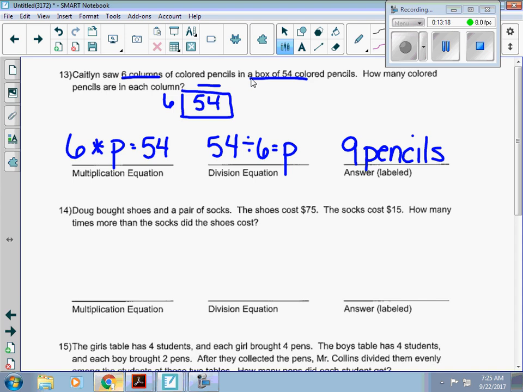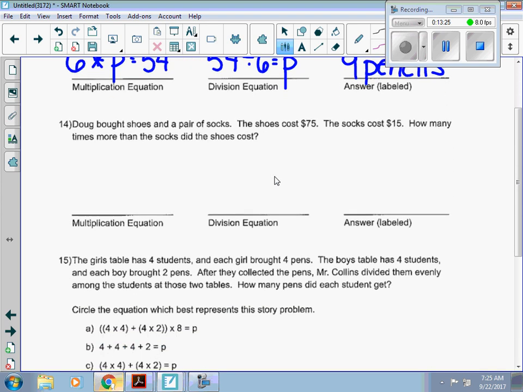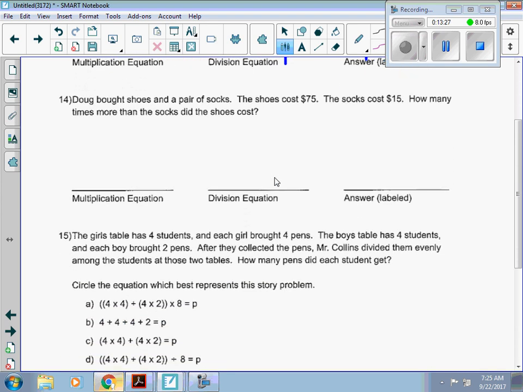Number 14. Doug bought shoes and a pair of socks. The shoes cost $75. The socks cost $15. How many times more than the socks did the shoes cost? Okay, so the shoes were 75, and that's the biggest number. So it's going to equal 75, and the socks were 15. And it wants to know how many times more was one than the other. Okay, so there's my multiplication equation.